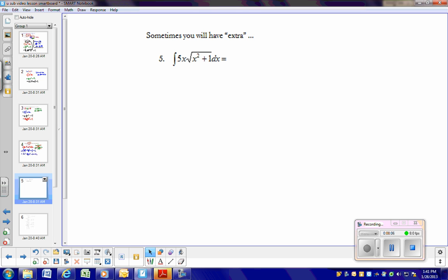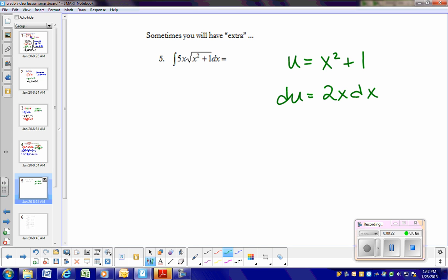Okay, here's an example where you're going to have what I would call a little bit extra. It's sort of like problem 3 where we had to do a bit of adjustment. You'll see. Let's let u equal that glob that's inside the radical. The derivative would be this. And so now we compare with what we have. This part is going to be u to the 1/2. But look at this. We've got 5x dx.